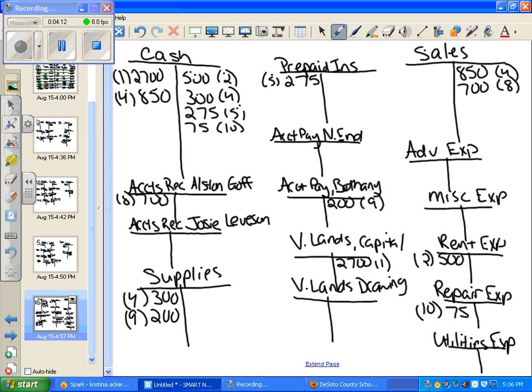On the 11th, we received cash from owner as an investment, $1,900. So our cash is going to increase on the 11th by $1,900. And our capital account, Vicki Land's capital, is going to increase on the 11th, $1,900.